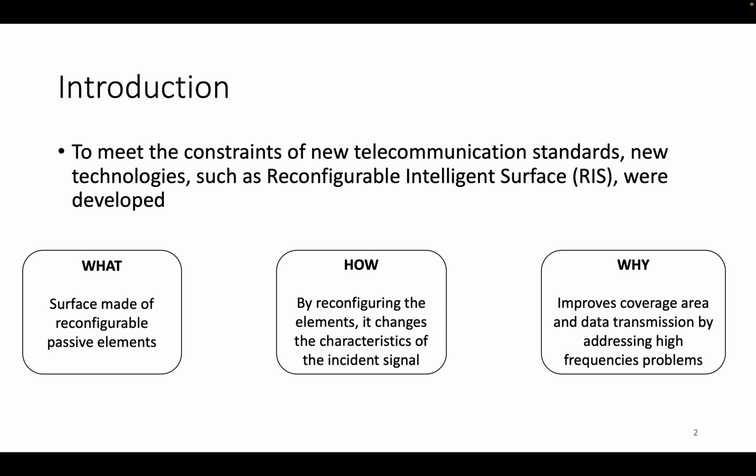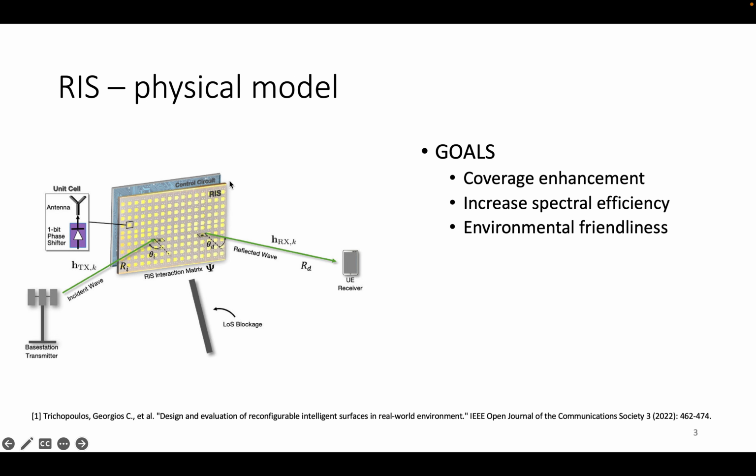So by configuring these elements, we can modify the characteristics of the incident signal, for example, to redirect it, focus it, or suppress unwanted paths. As we'll see, RIS can be used to improve coverage, enhance spectral efficiency, or support other applications. Now, let us see how the RIS works.